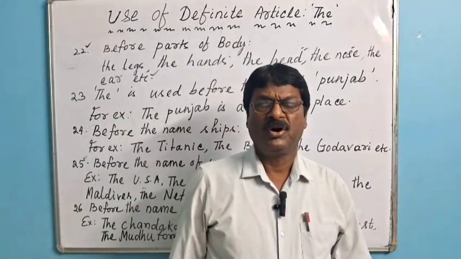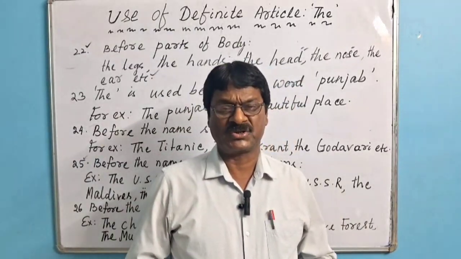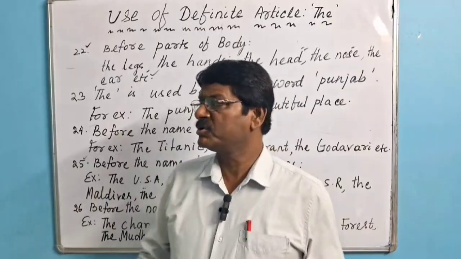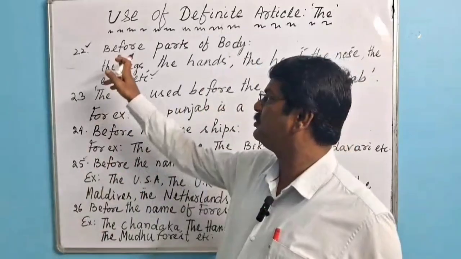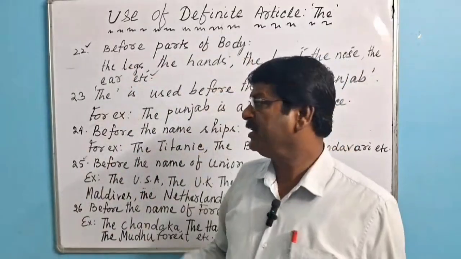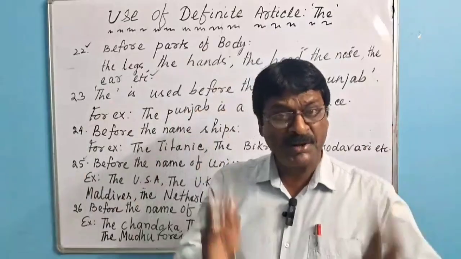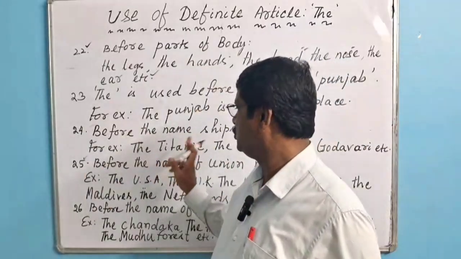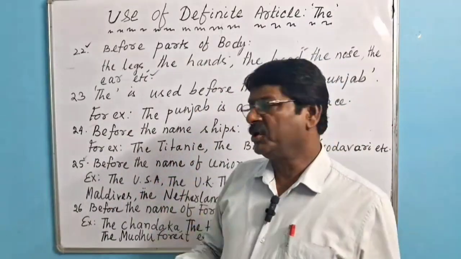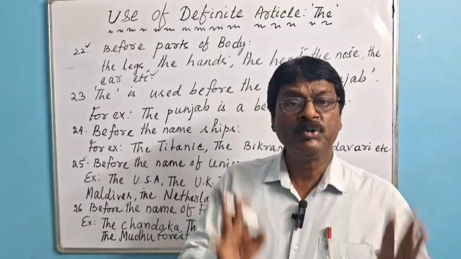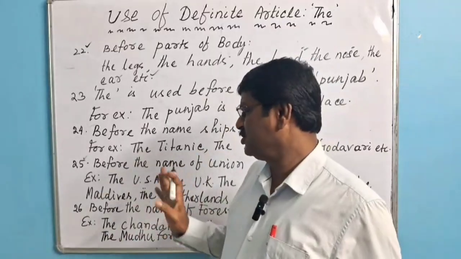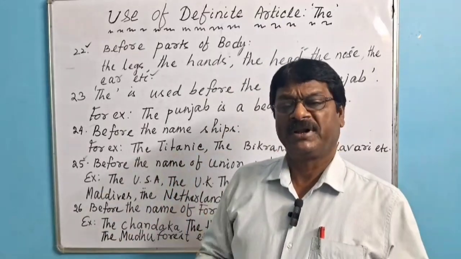The is used before the name of forests. Okay. Now we shall do this conclusion that the is used before the name of parts of our body. The is used before the very word Punjab. The is used before the name of ships. The is used before the name of union of nations. The is used before the name of forests.